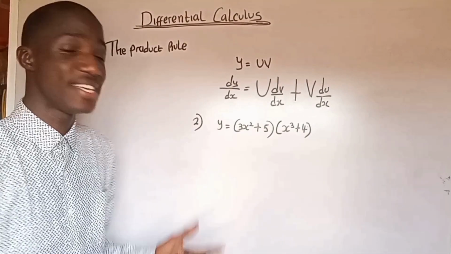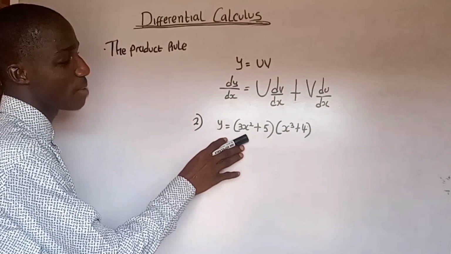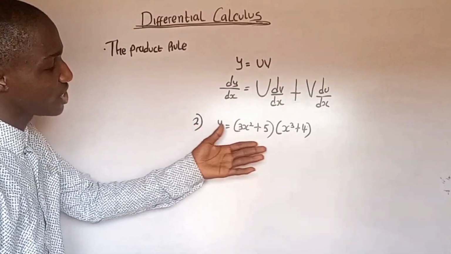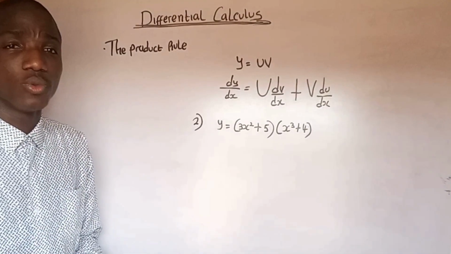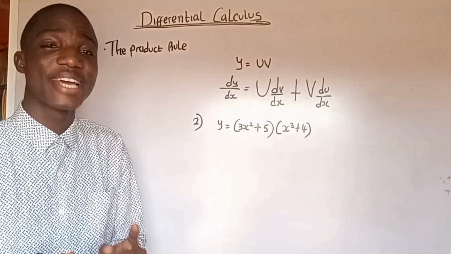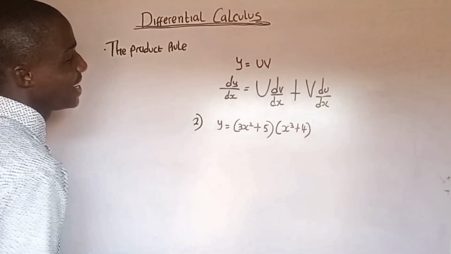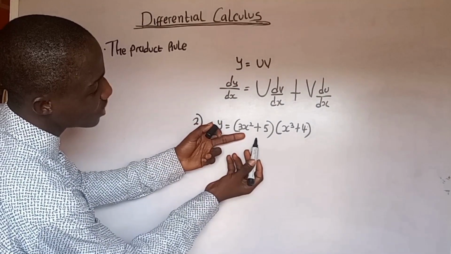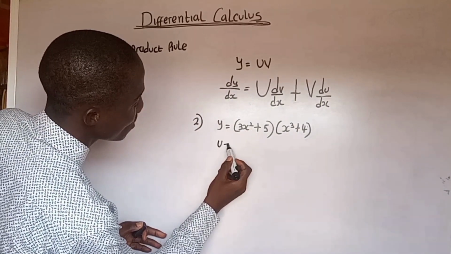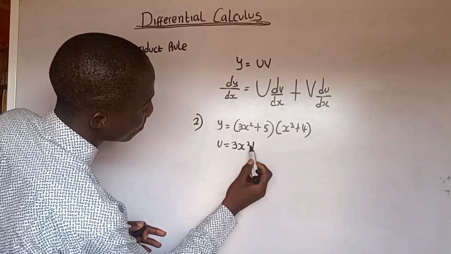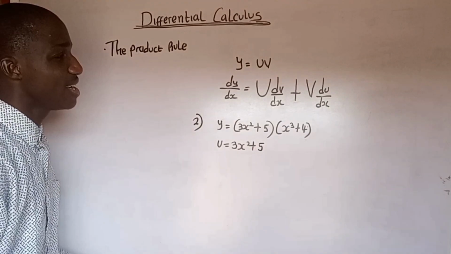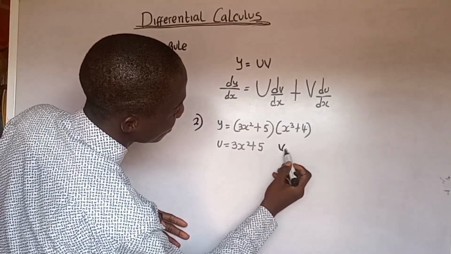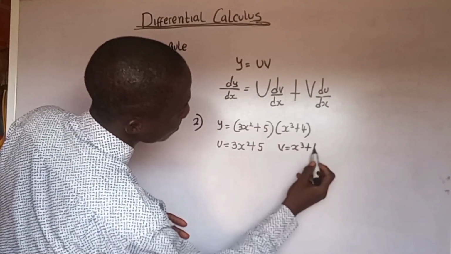We have another question here. y is equal to 3x squared plus 5 into bracket x raised to the power of 3 plus 4. How do we differentiate all this? Using the product rule. Don't forget, the first thing is to identify your u and v. If you compare this equation with what we have here, you can see that u is equal to 3x squared plus 5. So I'm going to write it here. u is equal to 3x squared plus 5. Now let's identify our v. v is equal to x raised to the power of 3 plus 4.